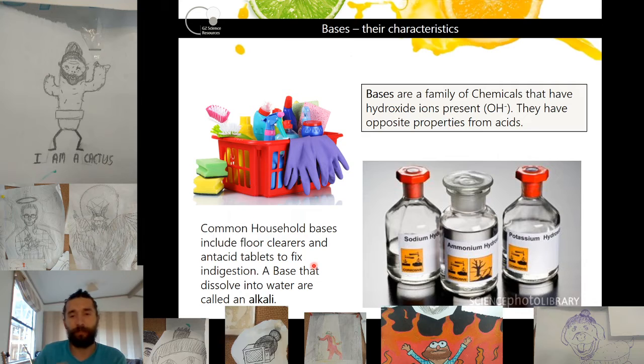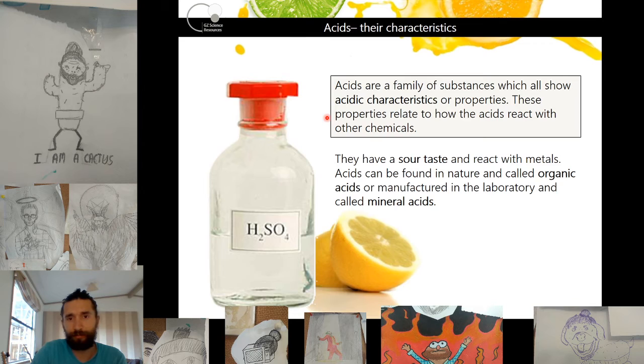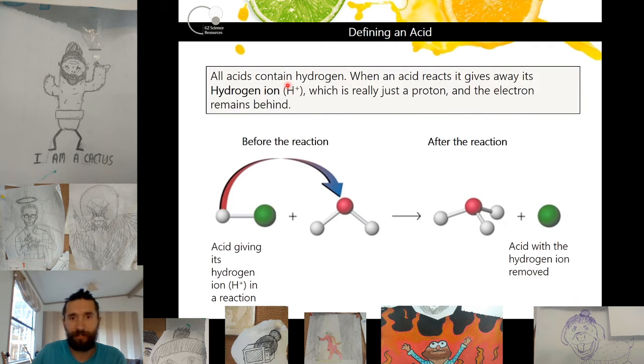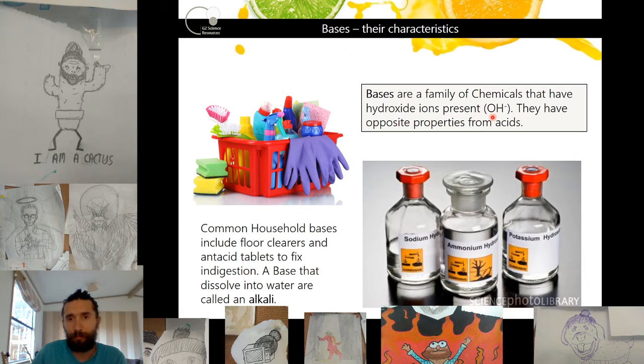Now, if those are acids, bases are the opposite. Bases are a family of chemicals that don't have H pluses present, like these ones. These have H pluses. Instead, they have OH minuses. So when they're put into water, they're going to start producing OH minus ions.